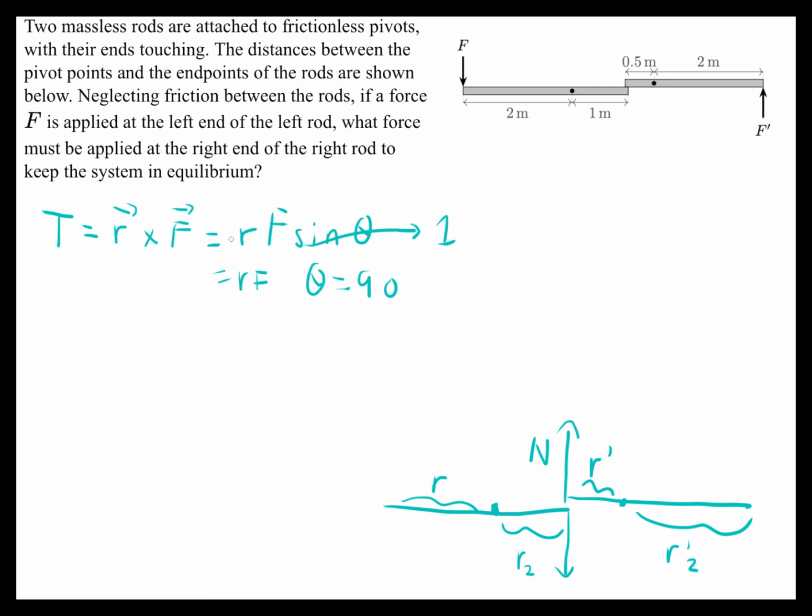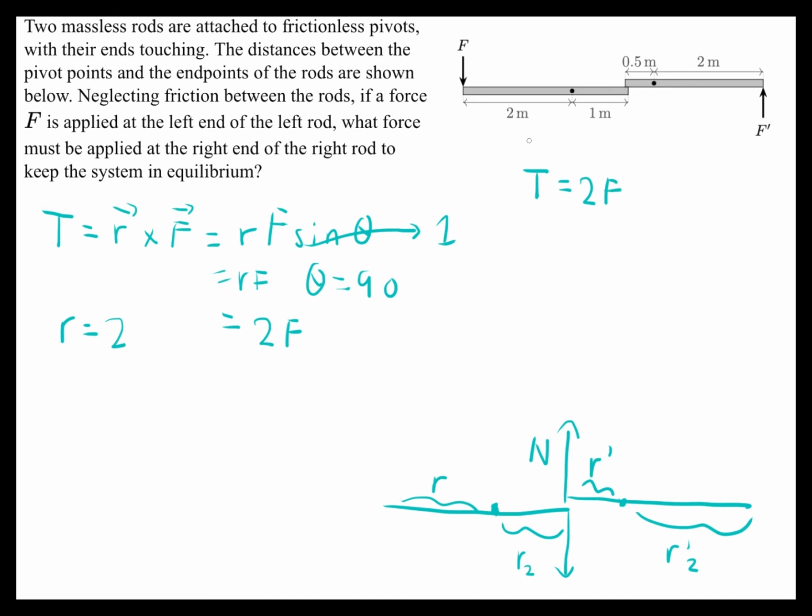So returning to this, we can calculate the torque applied on the left rod using this, where the distance to the pivot point is going to be equal to 2 meters. And so this expression becomes the distance to the pivot point, which is 2, times the force F applied. So the torque applied on the left rod is going to be 2 times the applied force.